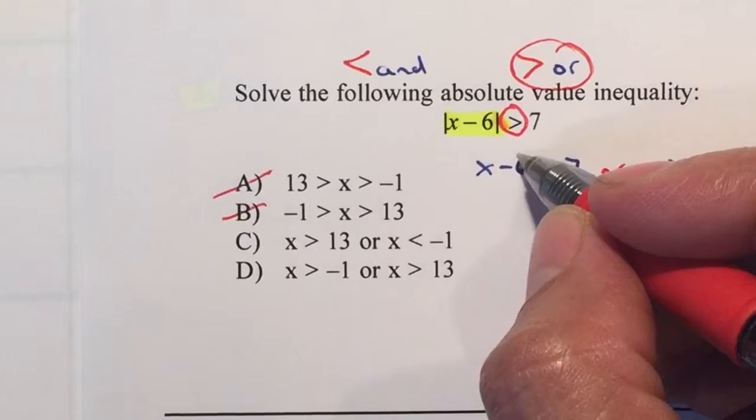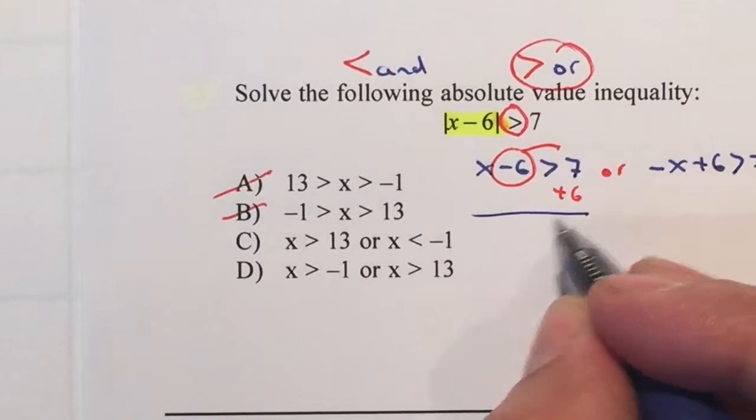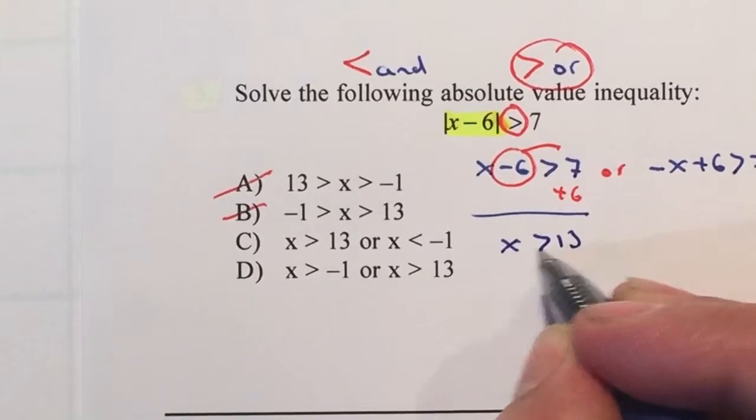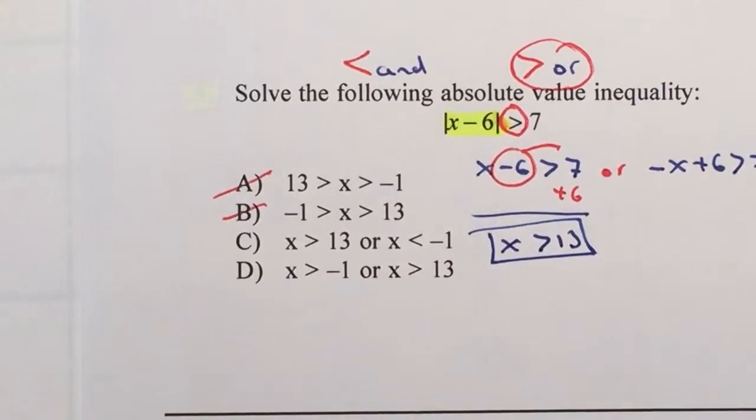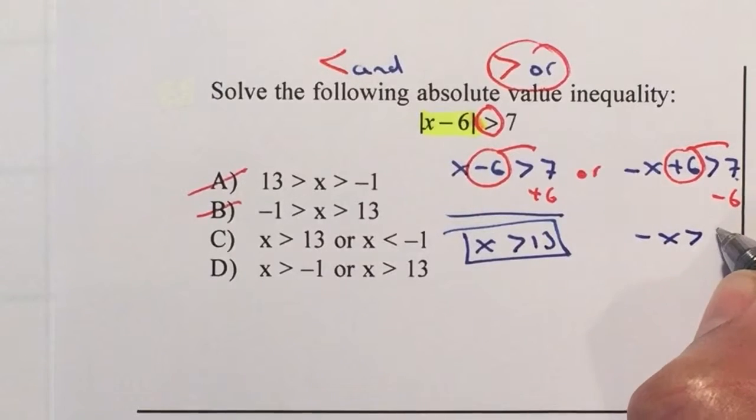And now we're going to solve each one separately. Move the 6 to the right, it becomes a positive 6. X is greater than 13. Move the 6 to the right, it's a positive, becomes a negative. That gives me negative x is greater than 1.